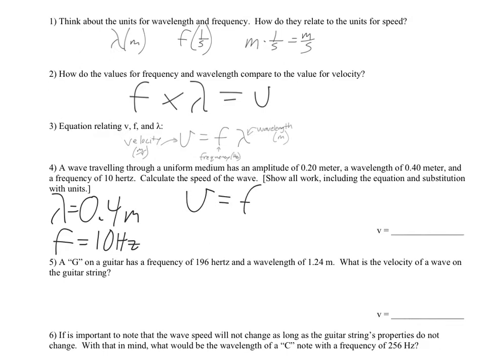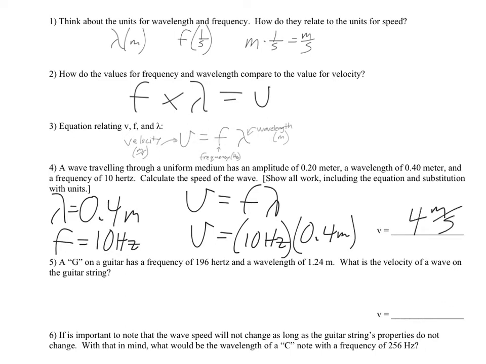So v equals f lambda. v equals 10 hertz times 0.4 meters, which comes out to be 4 meters per second. Now in class, most people got this one wrong, or at least didn't get full credit, because they did not show all work, including equation and substitution with units. So please don't forget to do that.